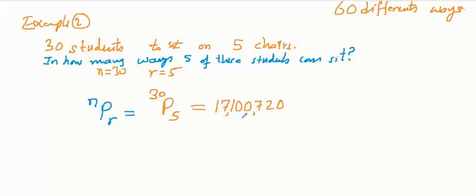Okay, so the same thing may be asked in different ways. Like there are a total of 30 plants and there are 5 plant pots. So in how many ways can we put 5 of those plants in these pots? So the solution will be the same, 30P5.